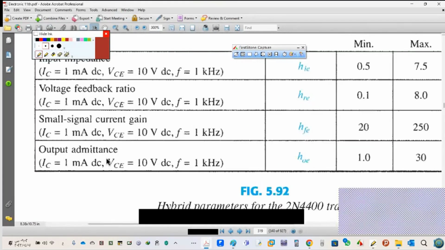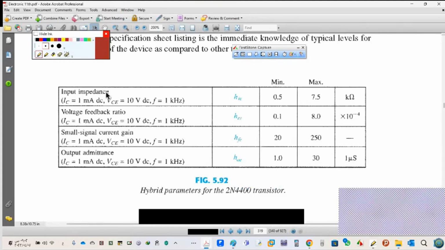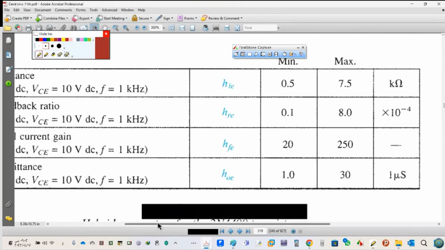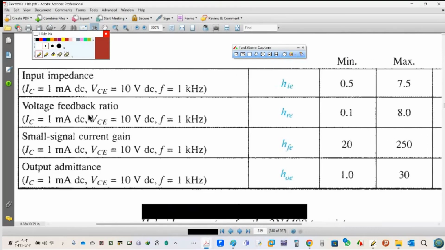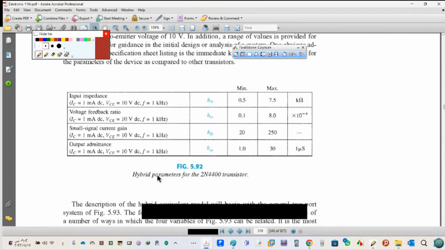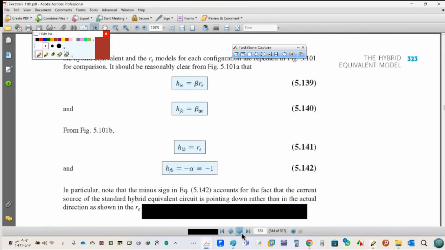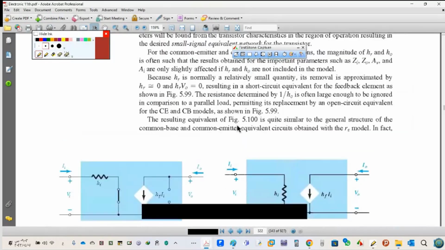But we don't have. See, here we have this, for example, input impedance for HIE. Here, voltage feedback ratio, HRE, small signal current gain, HFE, output admittance, it is HOE. So you can see from this one with me that we have the same thing for common base and common emitter.